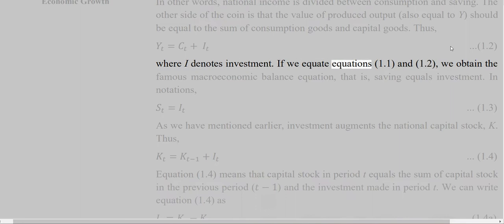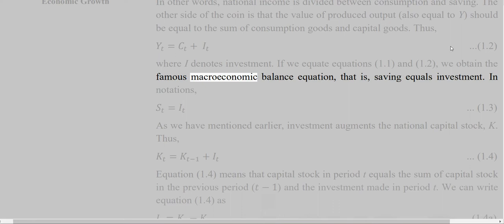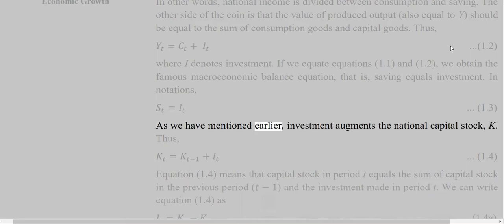If we equate equations 1.1 and 1.2, we obtain the famous macroeconomic balance equation, that is, saving equals investment. In notations, S equals I, equation 1.3. As we have mentioned earlier, investment augments the national capital stock, K. Thus, K equals K plus I, equation 1.4.